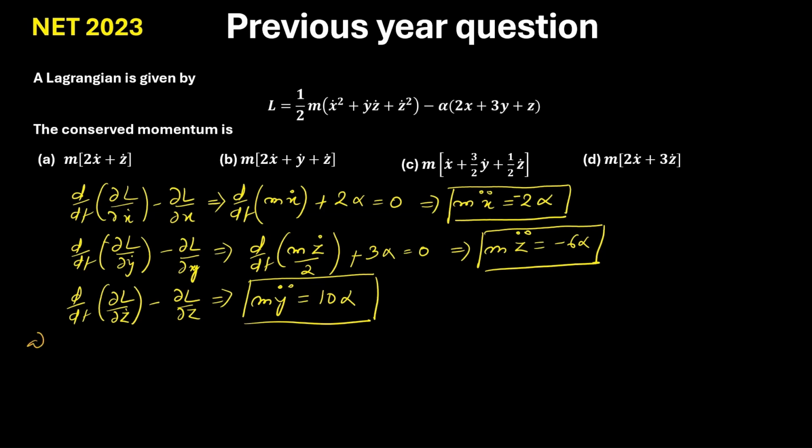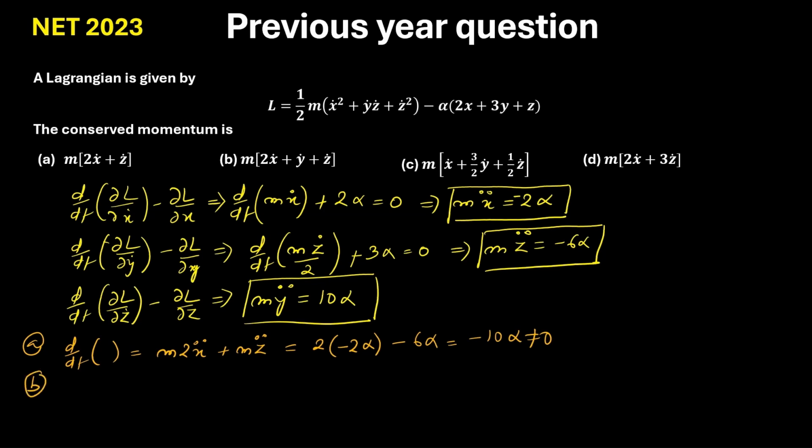So if I check option A, and differentiate this with respect to time, then I will get 2m x double dot plus m z double dot. If I substitute m x double dot, it will be 2 times minus 2 alpha, then z double dot is minus 6 alpha. So you get minus 10 alpha, which is not equal to 0. So option A is not a conserved momentum.